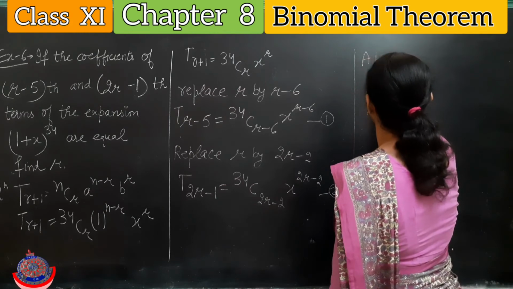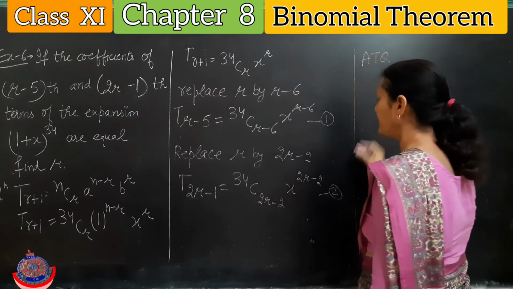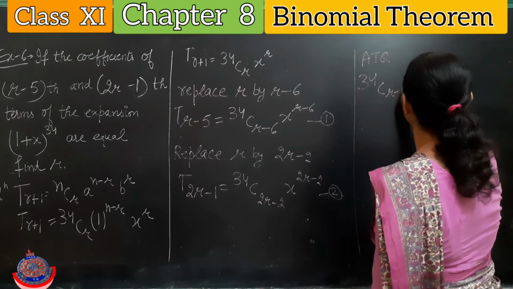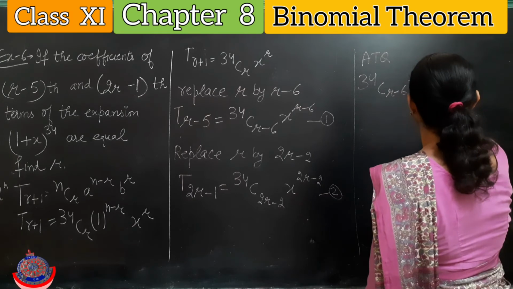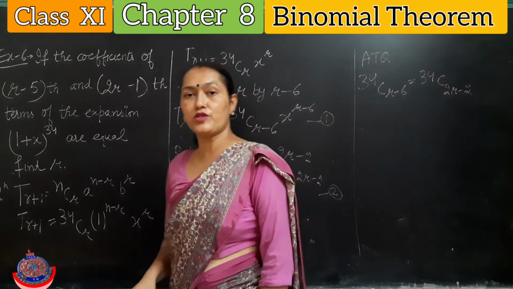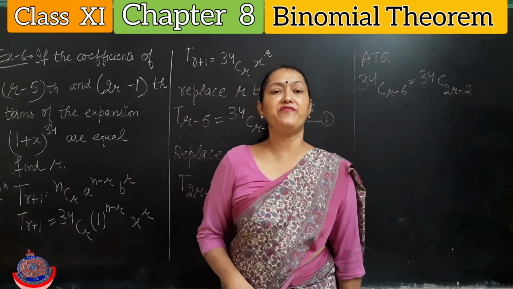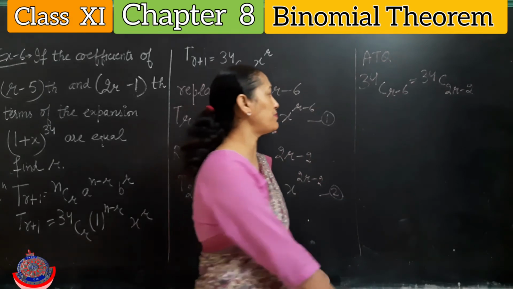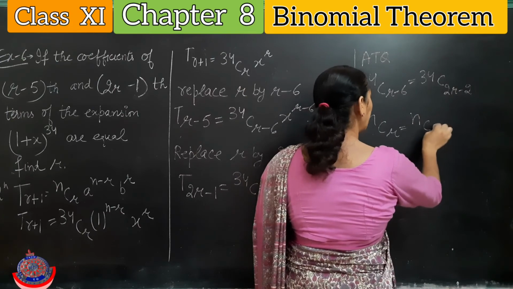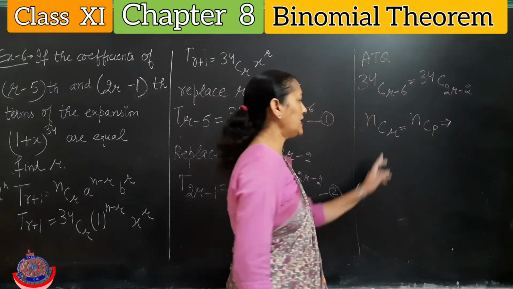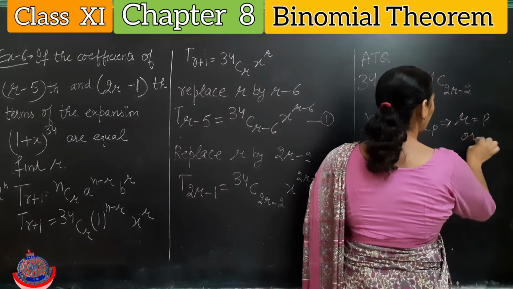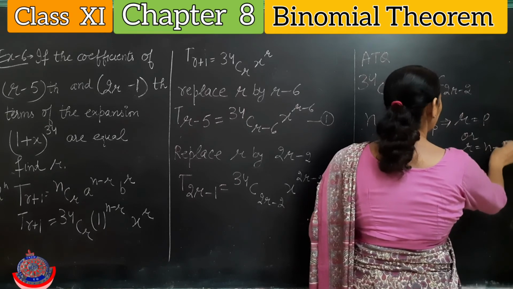So we are writing, according to the question, 34C(r minus 6) is equal to 34C(2r minus 2). When we studied the combination topic, we learned that if nCr equals nCp, in that case either r is equal to p or r equals to n minus p.